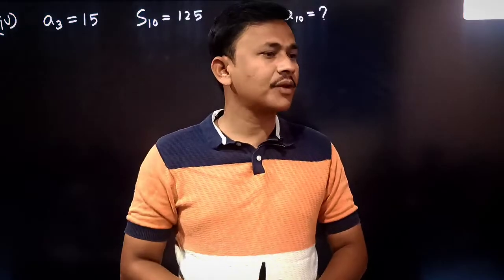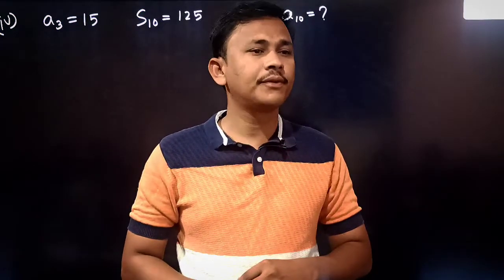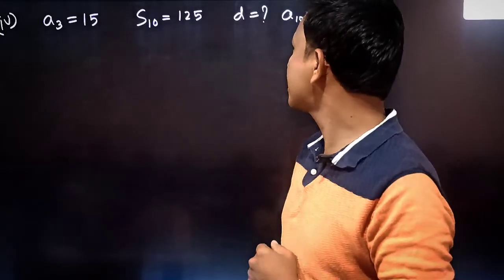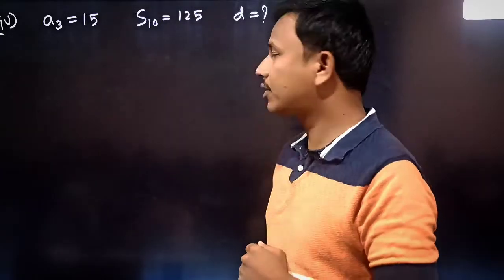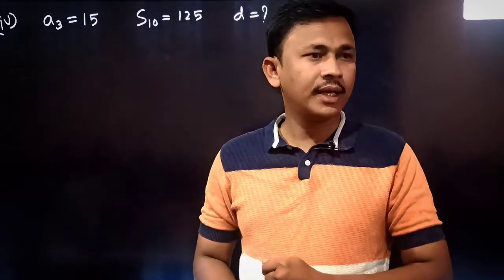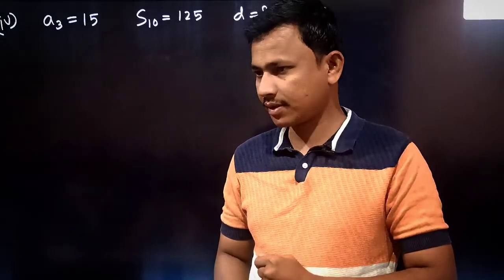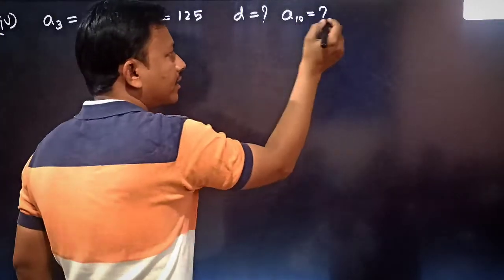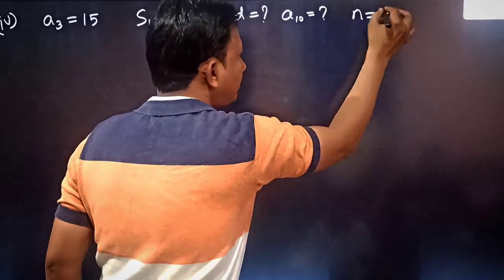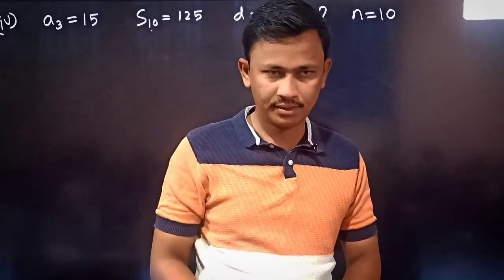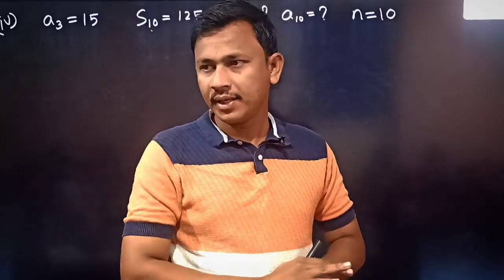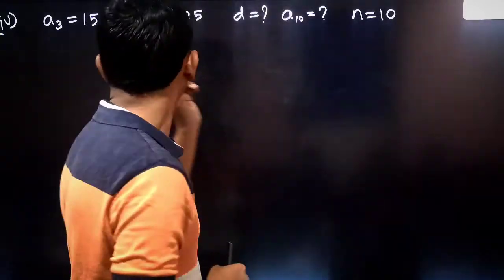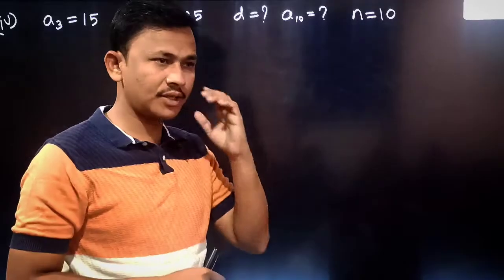Fourth question. The question is A3 is equal to 15. Correct? A3 is equal to 15. S10 is equal to 125. D is equal to question mark. A10 is equal to question mark. Here S10 and A10. That means n is equal to 10. Sn formula, small formula, because we know first term and the last term. First term we don't know.